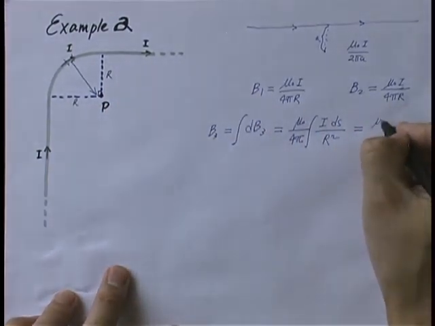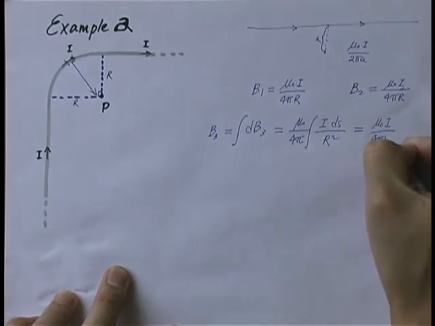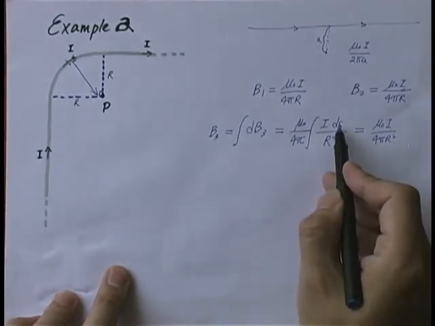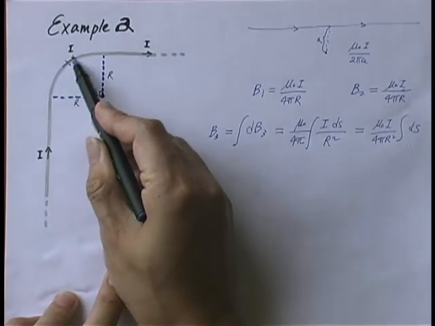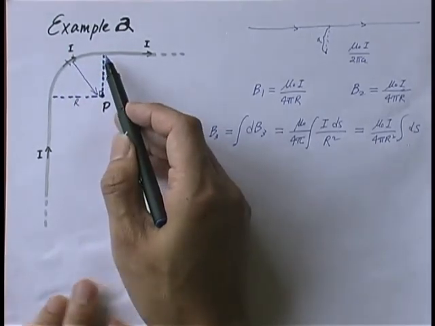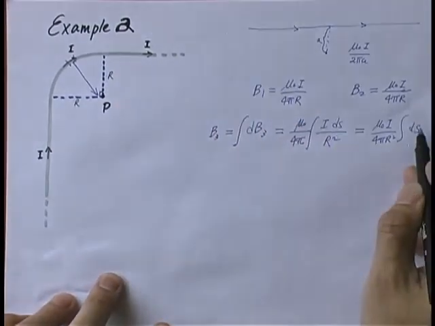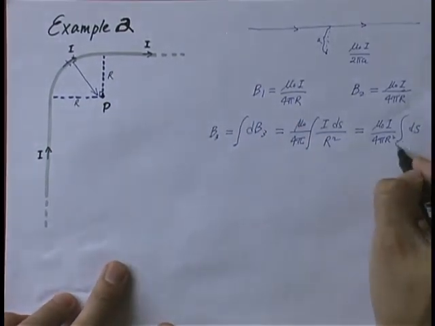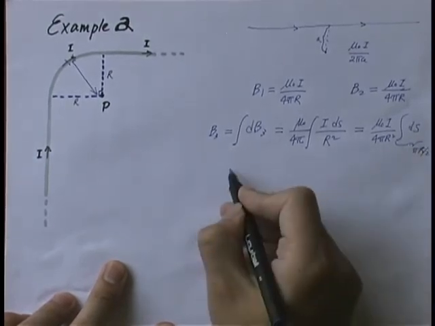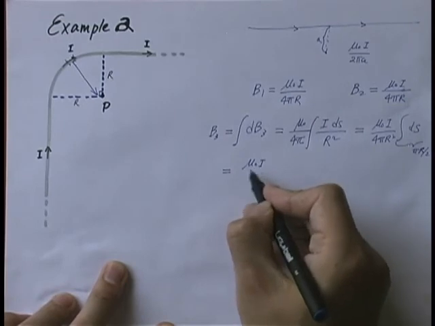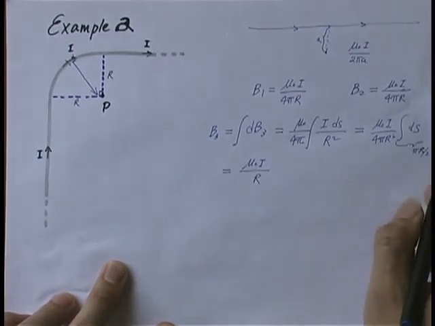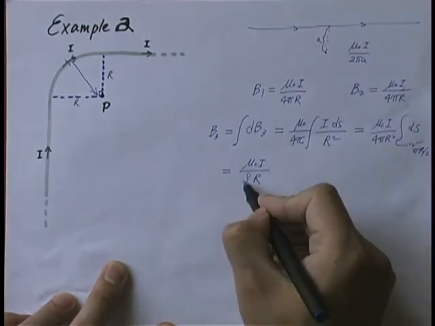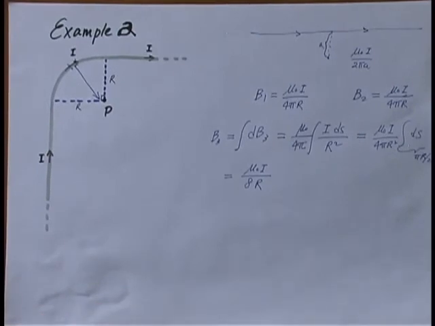Take everything out: mu naught I over 4 pi r squared. The only thing left is the integral of ds. That means I'm adding all the lengths up from here to there. You get just a quarter of a circle, circumference divided by 4, right? So that will be pi r over 2. You work that out, you find it's mu naught I, and then there's a 4 pi here and a pi over 2. So overall, what do you get? You get mu naught I over 8r. That is B3.